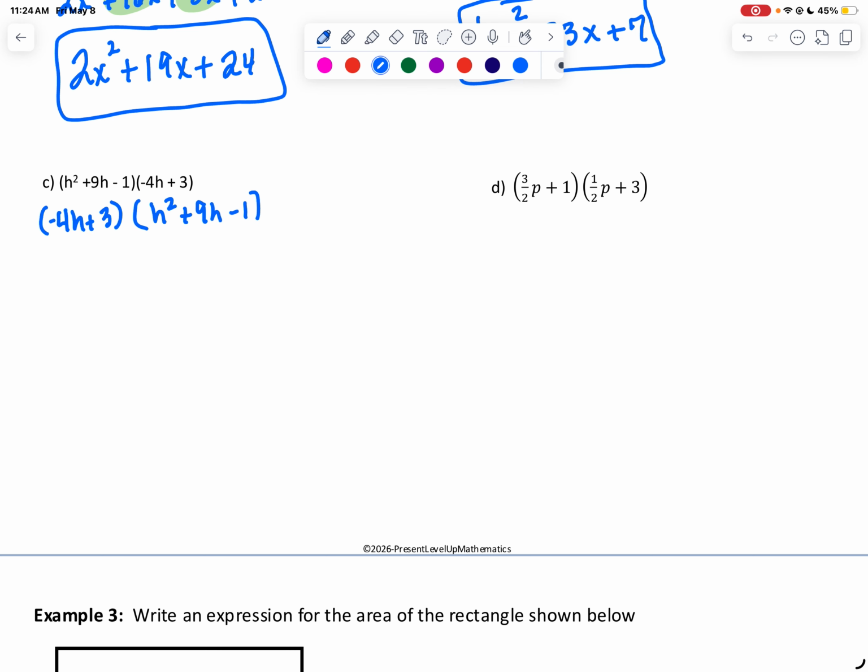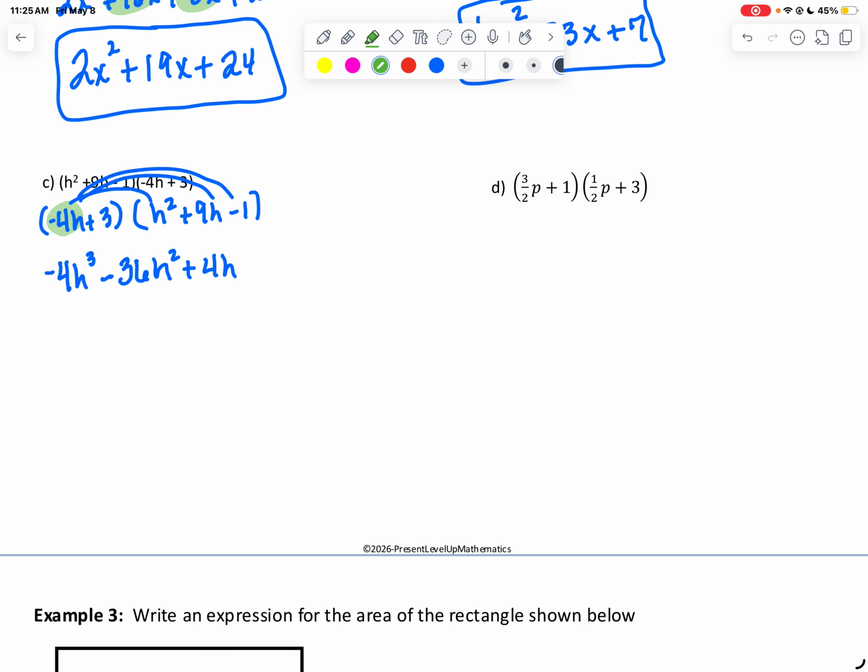Okay. Now, again, just like the area model, you start with that top term, negative 4h, and you're going to multiply it by everything in that second parenthesis. So negative 4h times h squared is negative 4h to the 3rd power. Now take negative 4h times 9h, and that would be negative 36h squared. And then negative 4h times negative 1 would be positive 4h.